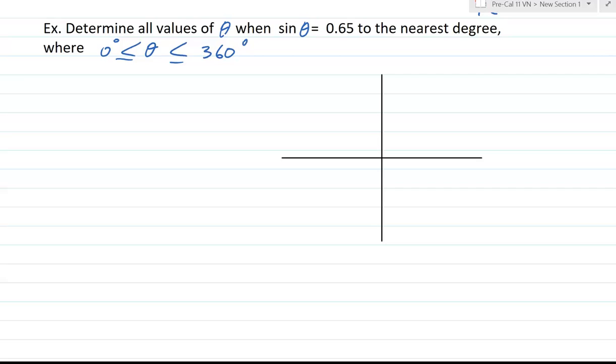Okay, let's look at another example. In this case, we have this angle theta, and when you take the sine of theta, it gives you a ratio of approximately 0.65, and that's to the nearest degree. The question is, we need to find all values of that angle. Okay, so here is the part where you have to go through the CAST acronym.